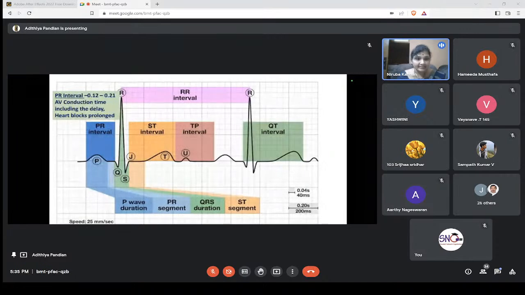Okay. PR interval you should know. PR interval is very important because it shows us the AV conduction time. If there is any AV nodal delay, then this will be delayed. QT interval is the systolic time.